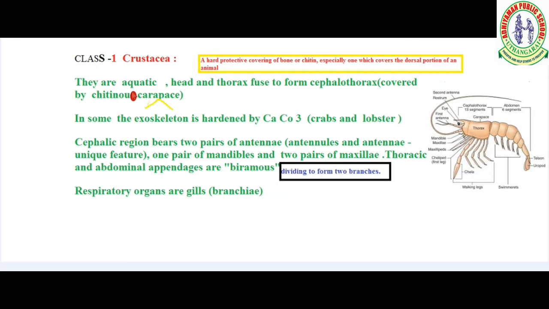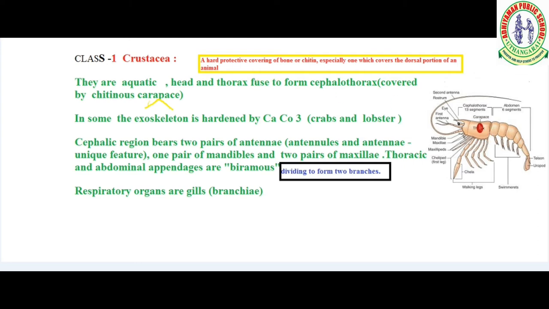Then the first class, Crustacea. You know that crab and prawns all come under crustaceans. What are the features of Crustacea? They are aquatic, they live in water. Head and thorax fuse to form the cephalothorax, covered by a chitinous carapace. What is a carapace? It is a hard protective covering of bone or chitin, especially one which covers the dorsal portion of an animal.